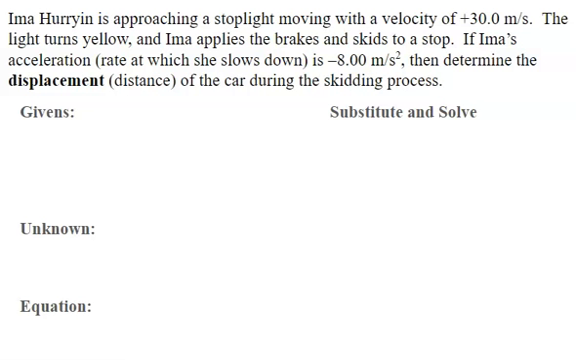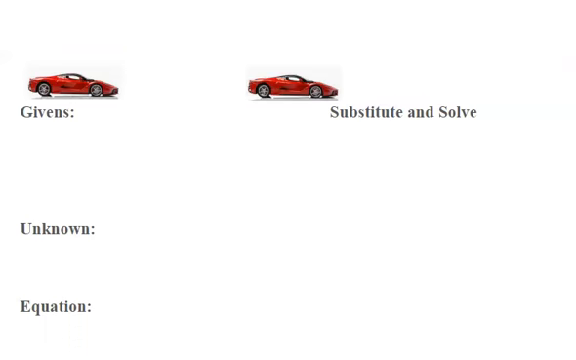So if we put a couple cars up here and take a look at it, we know that the car in the beginning is traveling plus 30 meters per second. And the car at the end is traveling 0 meters per second because Ima stopped for a stoplight. Alright, but the question becomes, this is a velocity. Which velocity is it? It's the velocity initial. And so that makes this the velocity final.